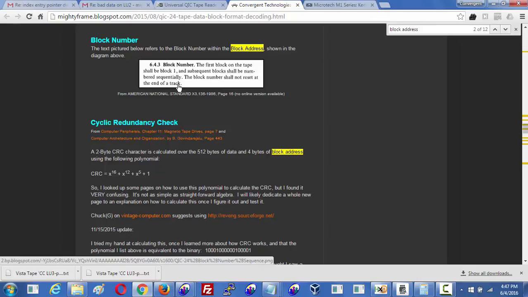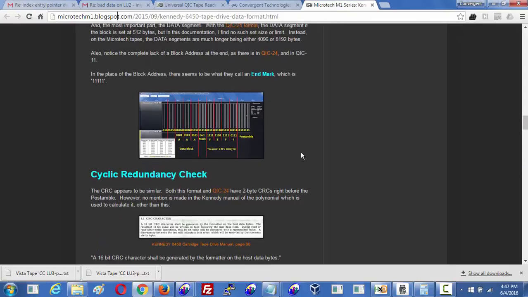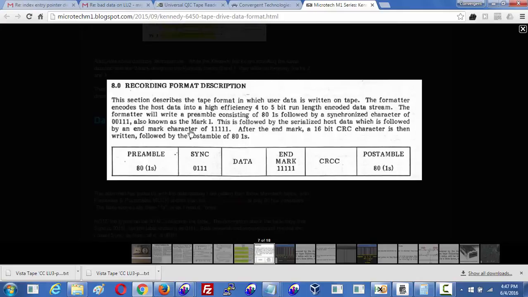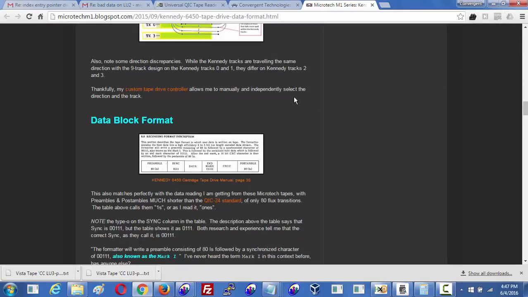The whole reason I'm explaining this to you is I want to say that this is not available. The block number does not exist. There's no such thing as a block number in the Datablock anatomy or format on this enigmatic Kennedy tape format. Instead, we have a preamble, the data, an end mark, a CRC, and a postamble. There's no block address. And unlike QIC 11 and 24, which is just a continuous stream of data where the preamble for one block is also the postamble for the previous block, in this case there are inter-record gaps or interblock gaps. We're going to analyze those interblock gaps right now.